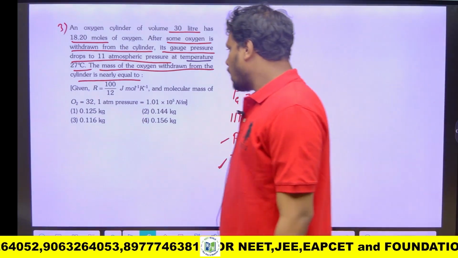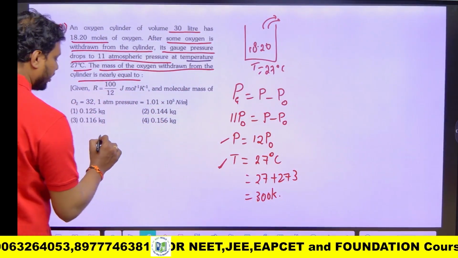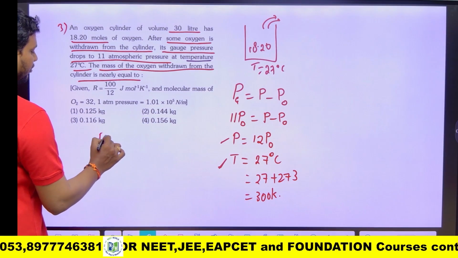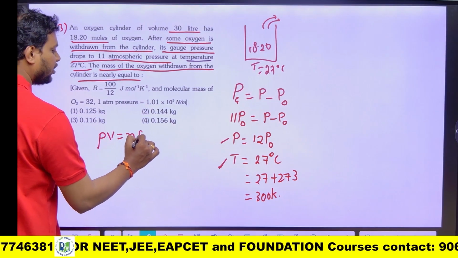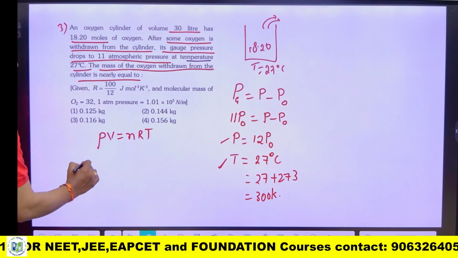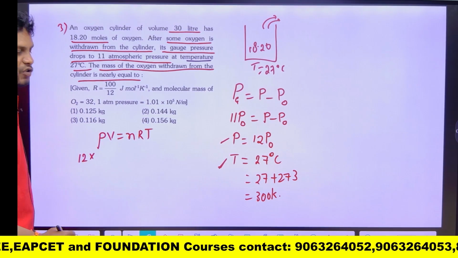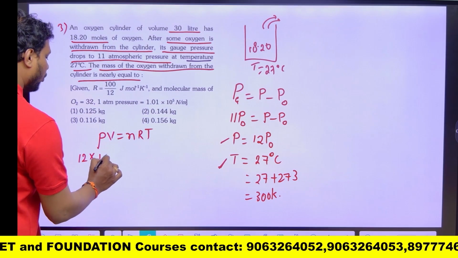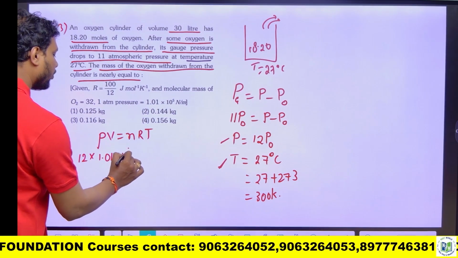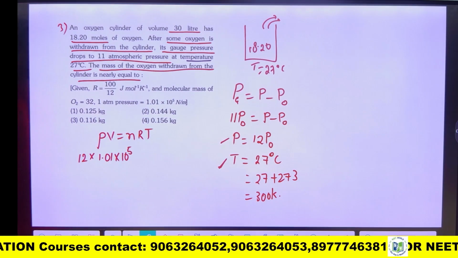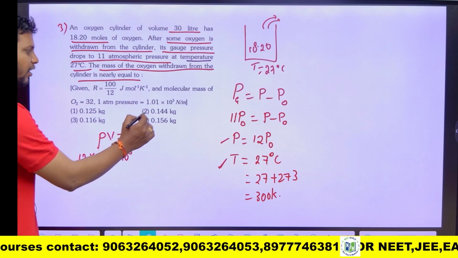For that, I will use the ideal gas equation. So what is that ideal gas equation? PV is equal to nRT. Now what is the pressure of the gas? 12 atmospheric pressure. So 12 into, we know that 1 atmospheric pressure is equal to 1.01 into 10 to the power of 5 Newton per meter square or Pascal. Already they have given that value.